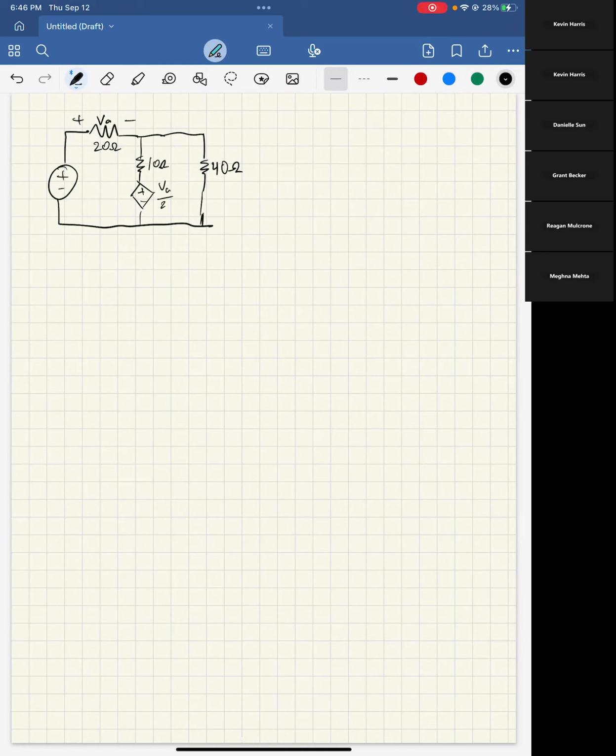So this is our circuit, and the prompt is to find the power associated with the dependent voltage source. For this question, we're going to use node voltage.